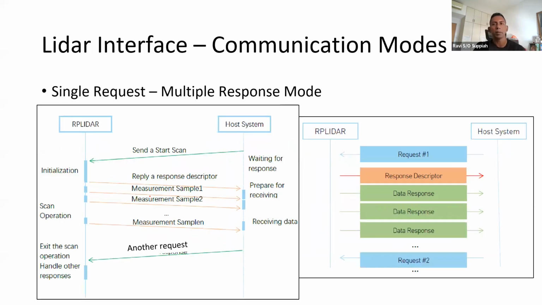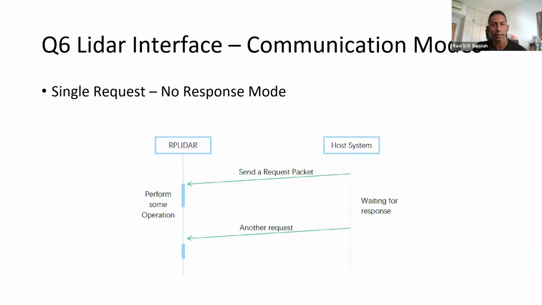The other way is multiple response, where I say start scan, for example. That means I want the LIDAR to start scanning the environment and start giving me data. It replies with a response descriptor followed by multiple samples, which are all the data packets associated with the information from the scan. Once it is done, I can subsequently send another request and so on. So these are the different types of communication modes that we have with the LIDAR.